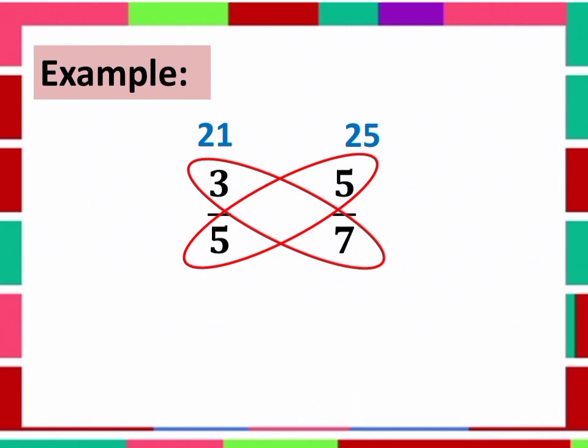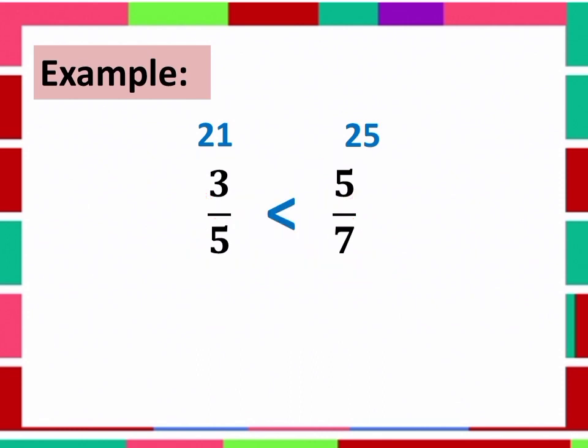Then, let's compare 25 and 21. So, sino ang greater or less than sa kanilang dalawa? Okay, 3 over 5 is less than 5 over 7. So, ibig sabihin, yung 21 daw ay mas mababa kay 25.